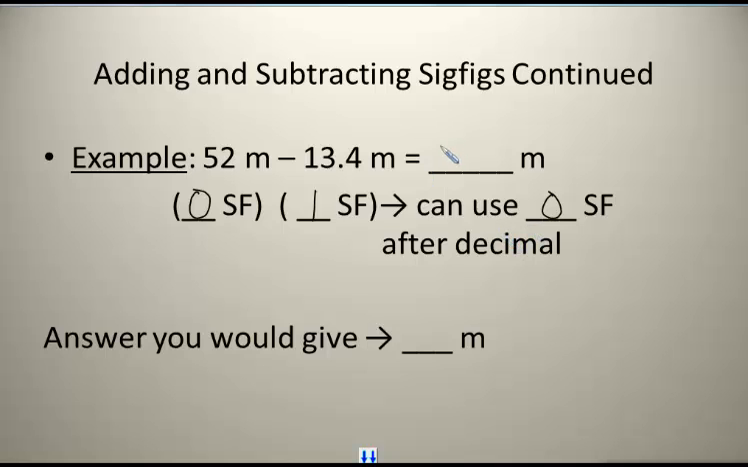Well, if I do this math, I get 38.6 meters from my calculator. So my calculator gives me this, yes, but based on the measurements, the correct answer cannot go any numbers past the decimal, and we round that up to 39 meters. So in adding and subtracting, you're always looking at the placeholder, the left placeholder.